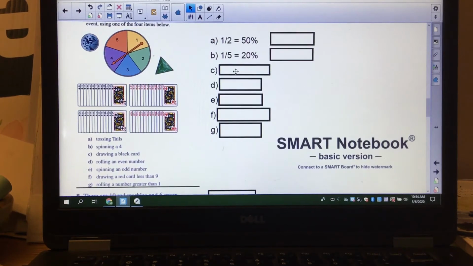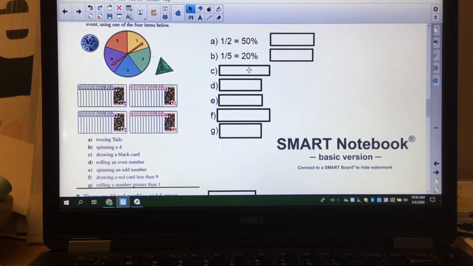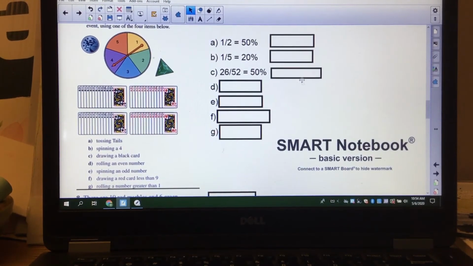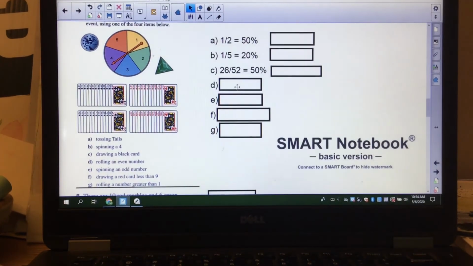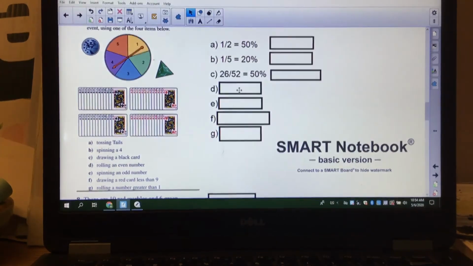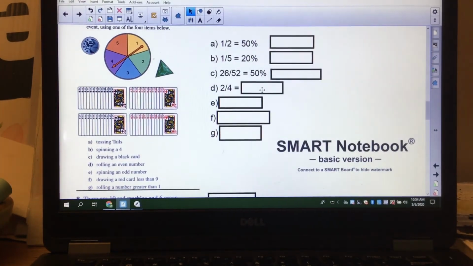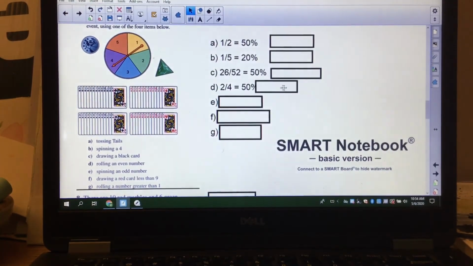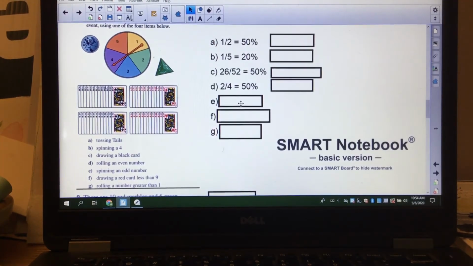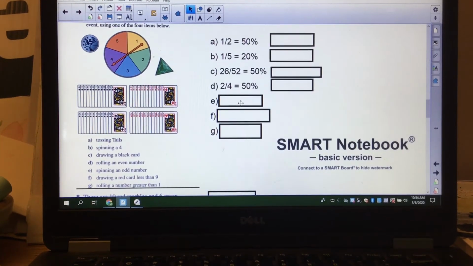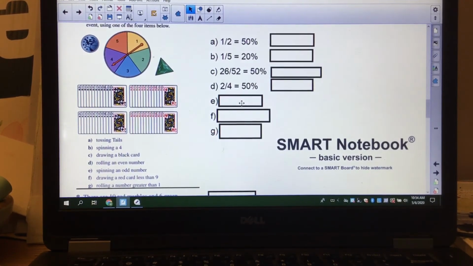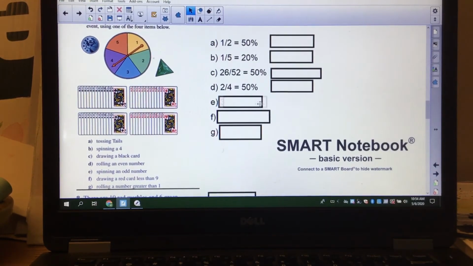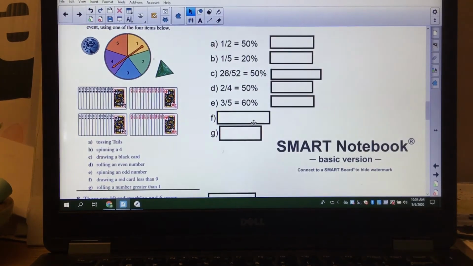C, drawing a black card. Well, there are 26 black cards out of 52 cards total, 50%. D, rolling an even number. Well, it's a funky die. It's a 4-sided die. So 2 out of 4 gives me 50%. E, spinning an odd number. Well, my odd numbers are 1, 3, and 5. So I've got 3 out of 5, which is 60%.